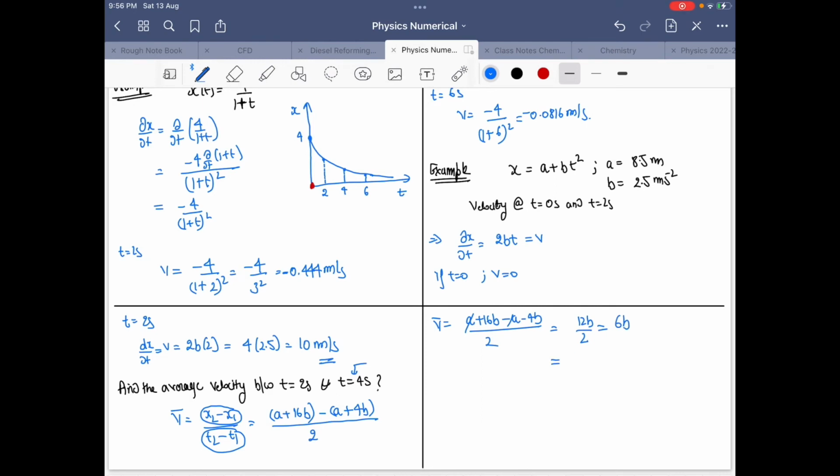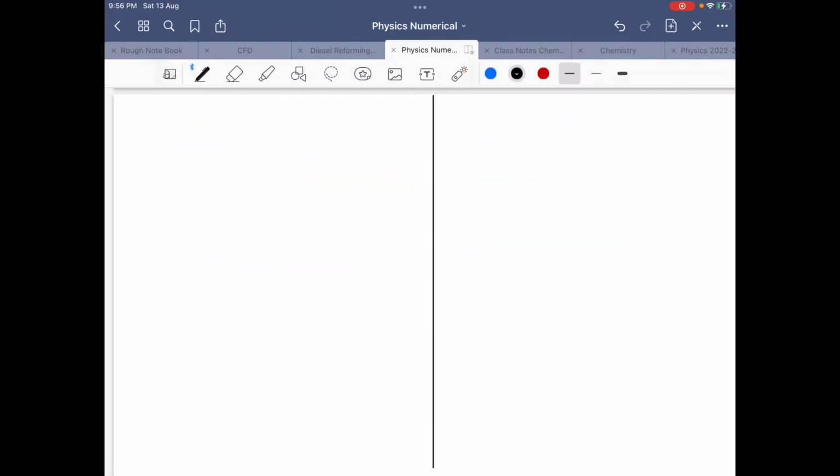And what is our b value? That is given in the question, that is 2.5. And the answer will come out to be 15 meter per second. So this value is the average velocity between time equal to 2 seconds and time equal to 4 seconds. Till now we have looked at the instantaneous velocity. Now let us look at instantaneous speed.